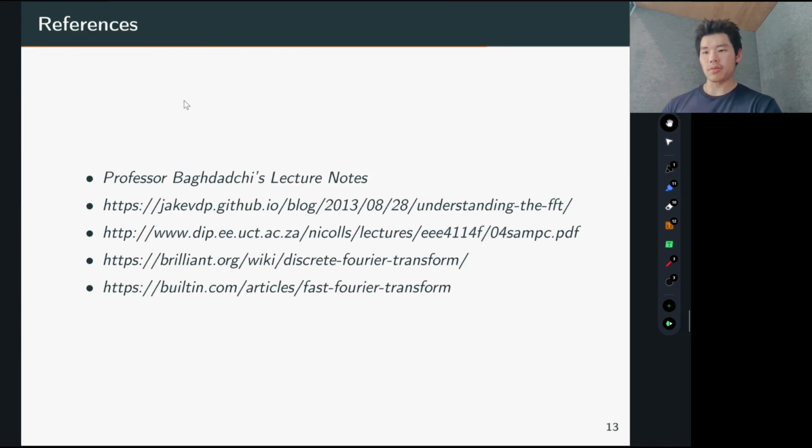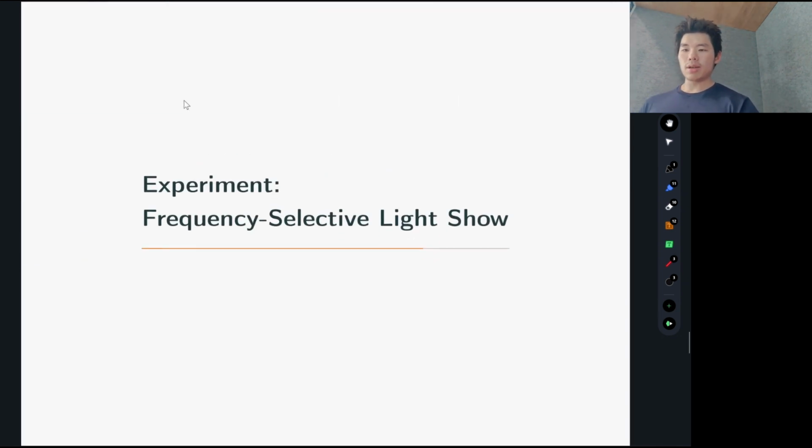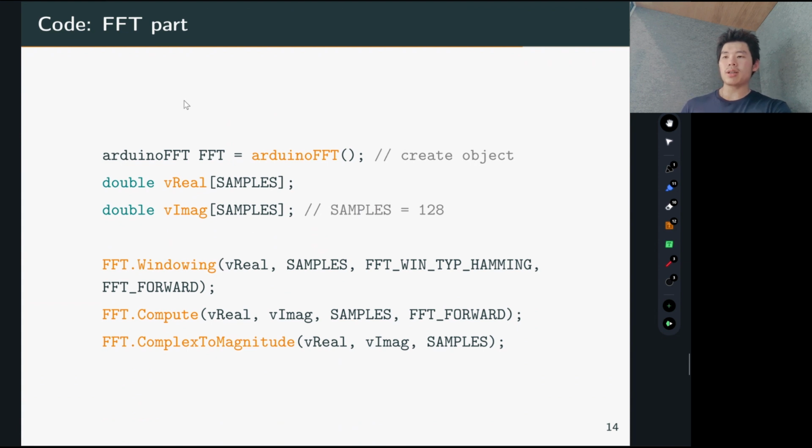Here's a list of references. And so let's go into the project itself, the Frequency-Selective Light Show. And so here are some of the important parts of the code.